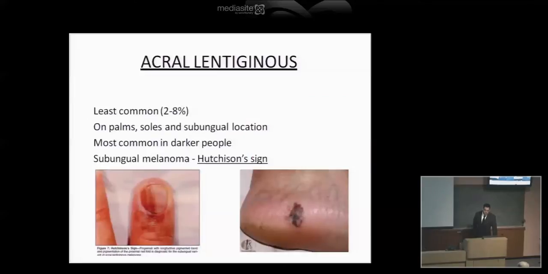Acral lentiginous melanoma is the least common. It's about 2 to 8% of all cases of melanoma. It's usually seen on the palm, soles, and subungual location. It's mostly seen in darker people. The subungual melanoma, as shown on the left, is characterized by longitudinal ridges of the nail as well as darkening in the base of the nail fold, and that sign is also known as the Hutchinson sign. These patients also develop a lot of freckles, and those freckles are also named the Hutchinson freckle.